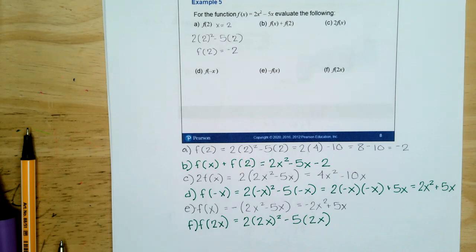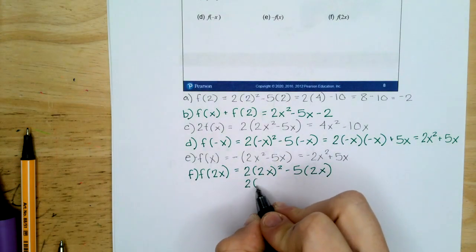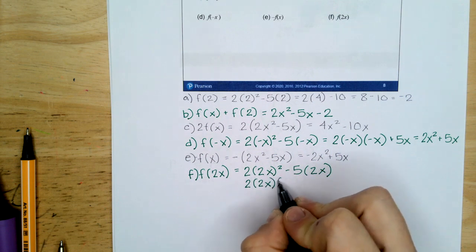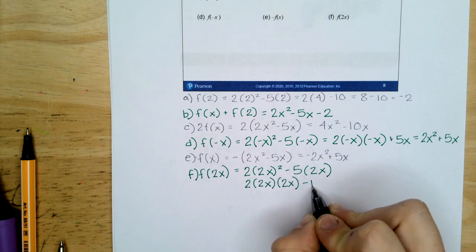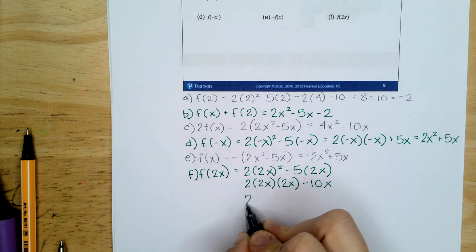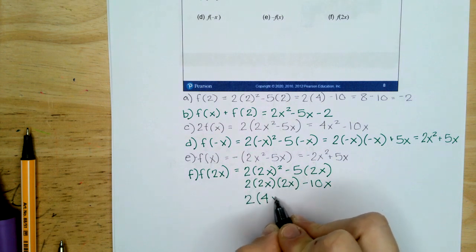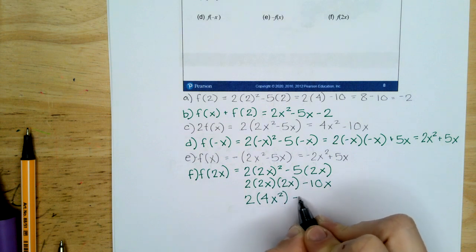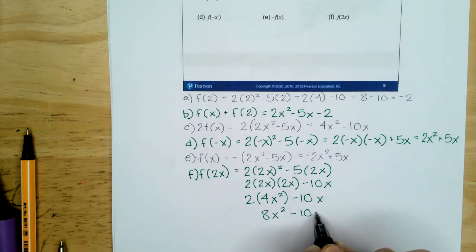So, since this is the last one, I might just go straight down. 2x squared means 2x times 2x. Negative 5 times 2x is a negative 10x. 2 times 2x times 2x: 2 times 2 is 4, x times x is x squared, 2 times 4 is 8. So my final answer is 8x squared minus 10x.